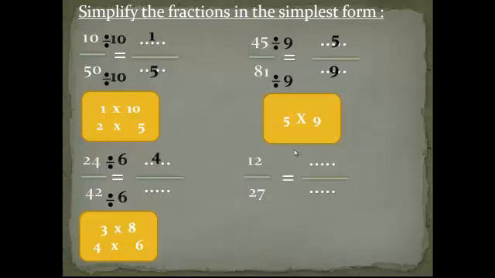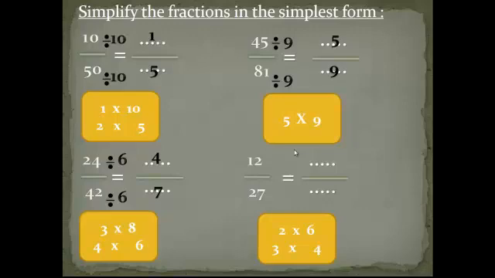The last one we have is 12 over 27 equals space over space. We are going to look at the numerator, which is 12. And search in the table, we have 2 times 6 and 3 times 4. The biggest one here is 6. So we are going to search in the table. Is there any number in table 6 equal to 27? No. So we are going to choose the biggest number after it, which is 4.